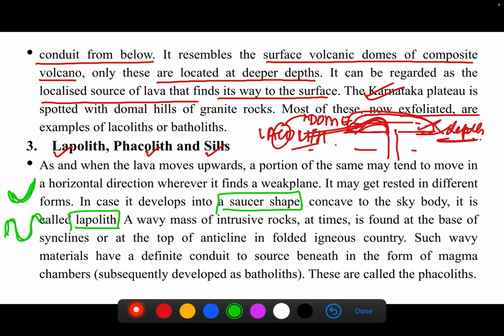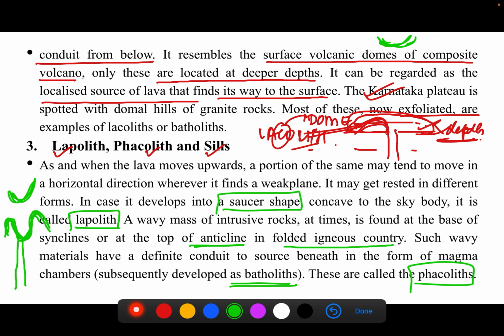A wavy mass of intrusive rock at times forms at the base of a syncline. Alright, like this, a wave-like structure. What is a syncline? A syncline is any type of depression, like one filled with water. Right? Or it forms at the top of an anticline. So syncline, anticline. This is a syncline. This is an anticline. In folded igneous rocks, such wavy material has a definite conduit to a source beneath in the form of a magma chamber, subsequently developed as a phacolith. So it has a magma chamber source. These are called phacoliths.